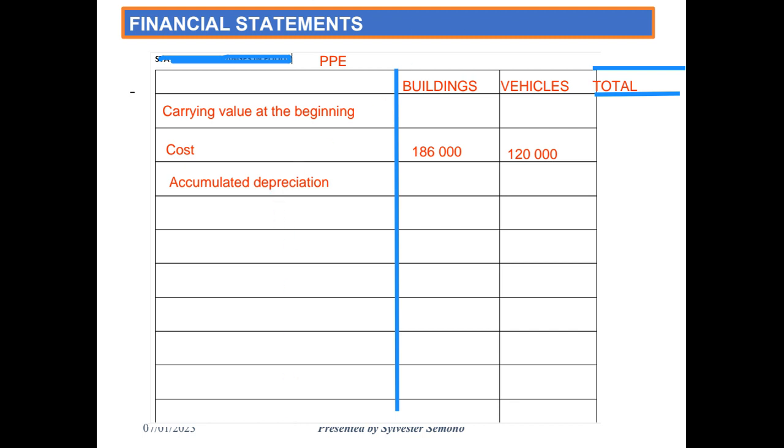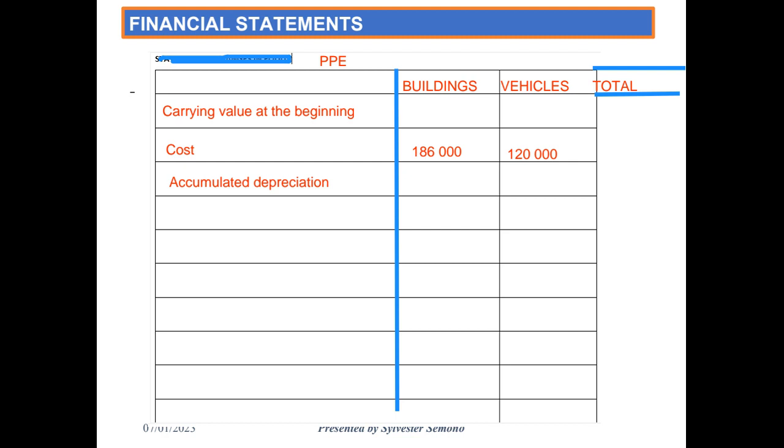Now we can go to the accumulated. So we know for buildings, do we have any accumulated depreciation from the previous year? Given to us? Accumulated depreciation at the beginning, we have on vehicles. So we don't have anything for buildings. Oh, buildings is 36,000, sorry. And then for the vehicle, it's 40,000.